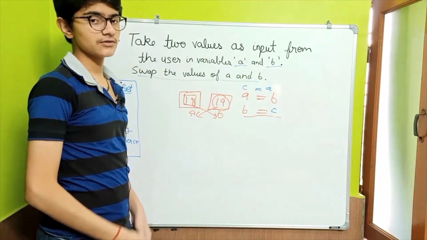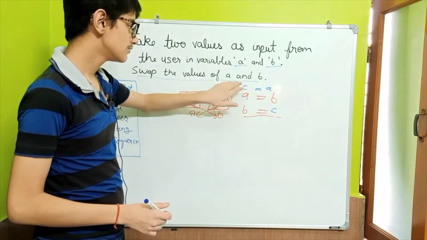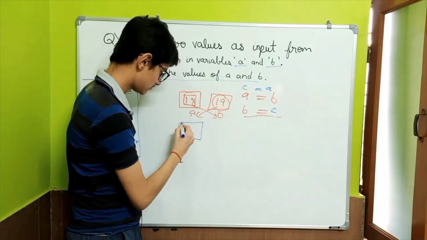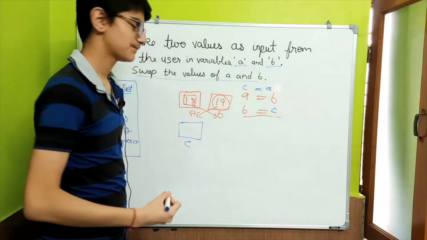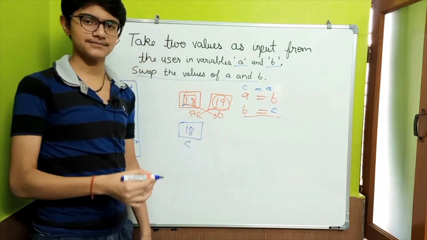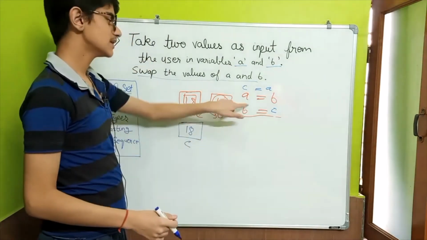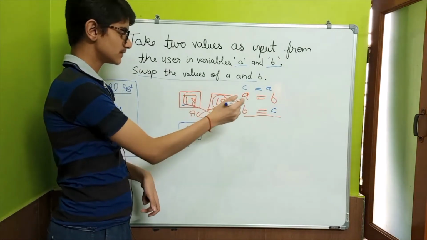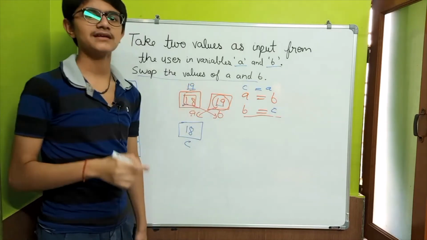So let us see, guys, what is happening here. First, we are creating a third variable C, okay? Let me write it like this, C, and we are assigning it the value of A. So A is 18, so it gets 18. Then I'm just doing A equals B. That is, now the value of A will change to 19, right? So A will now be 19, right?